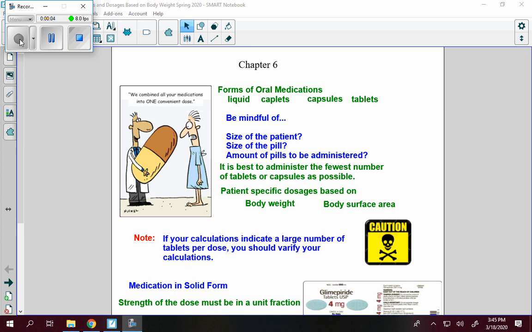So, chapter 6, forms of oral medications. Oral medications can come in liquid form, caplets, capsules, and tablets. Be mindful of the size of the patient and the size of the pill and the amount of pills to be administered. It is best to administer the fewest number of tablets or capsules as possible. But also be mindful of patient-specific dosages based on body weight and body surface area.